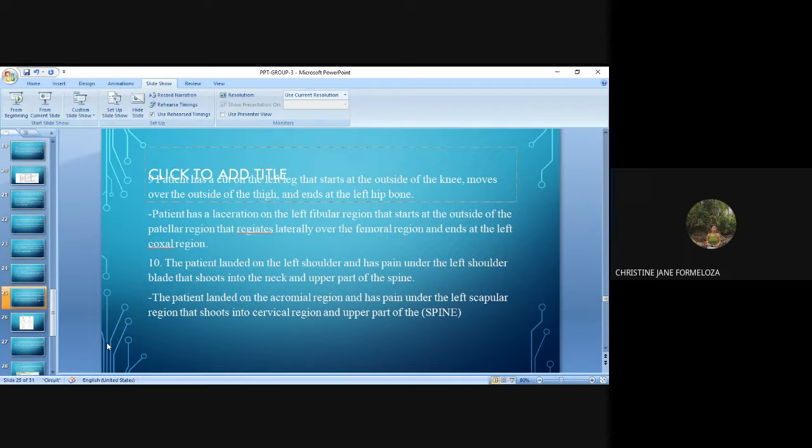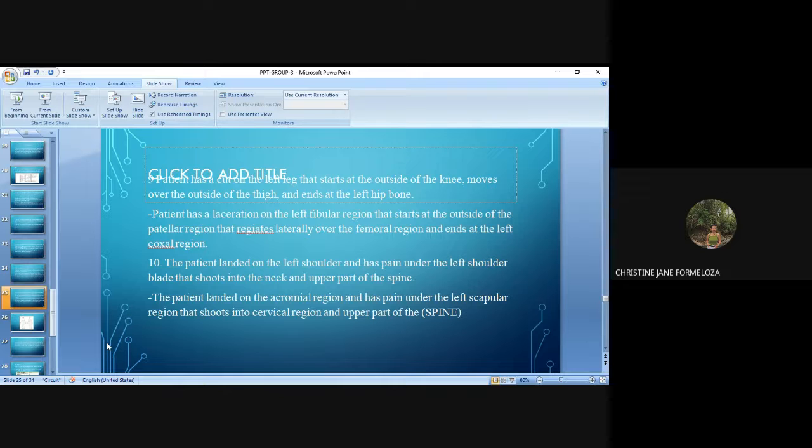Our answer for number 9: the patient has a laceration on the left fibular region that starts at the outside of the patellar region, radiates laterally over the femoral region, and ends at the left coxal region. For number 10, the patient has landed on the left shoulder and has pain under the left shoulder blade that shoots into the neck and upper part of the spine.